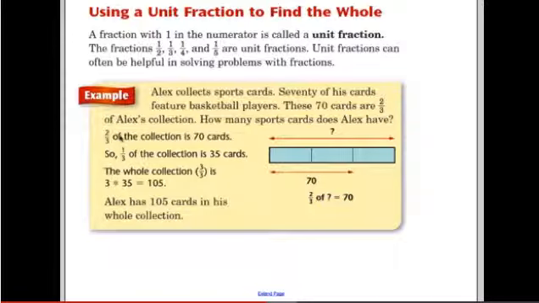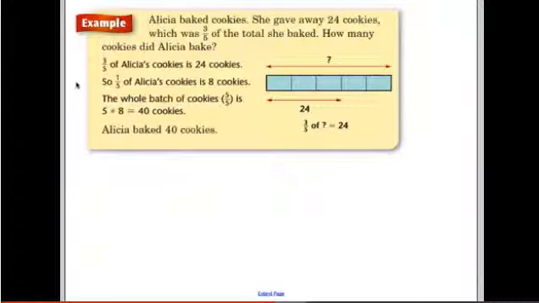So in this situation, I didn't know what the whole was. I knew the part, but I didn't know the whole. I was trying to find that out. So I had to divide by my numerator, and then I multiplied by my denominator. Let's take a look at another example.